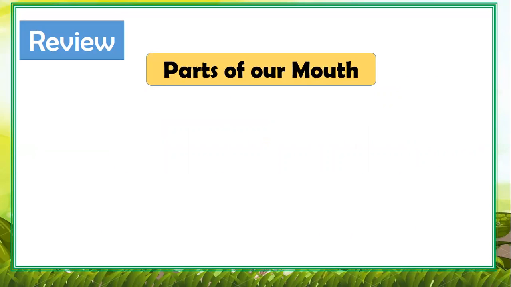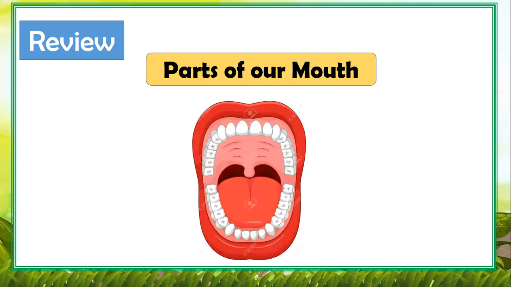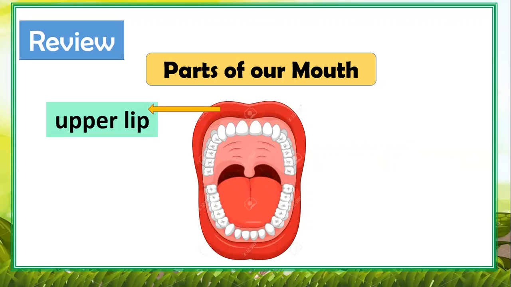So last time we studied about parts of our mouth and the uses of our teeth. So now let us have a short review regarding parts of our mouth. So again, this is our mouth. And this part is what we called, all right, it is the upper lip. What about this one? Very good. This is the lower lip. Next.